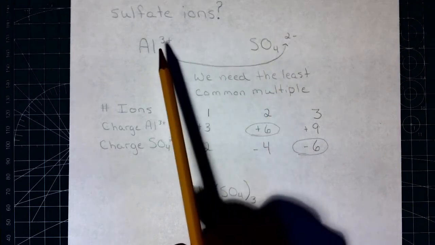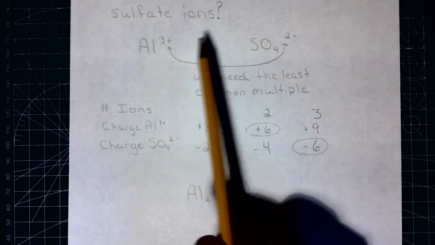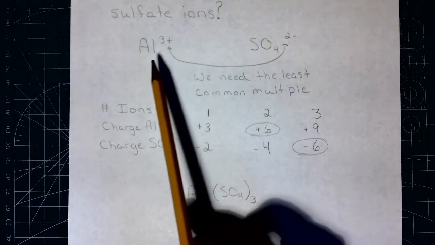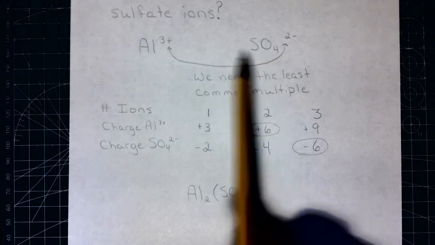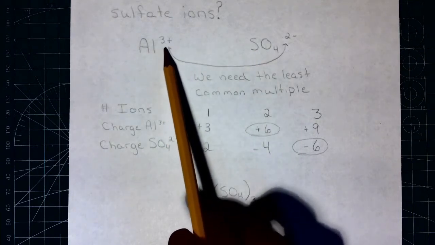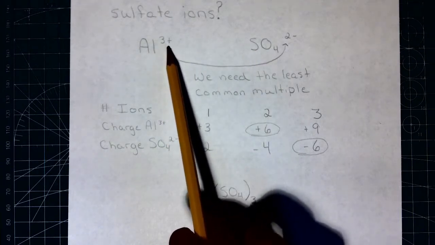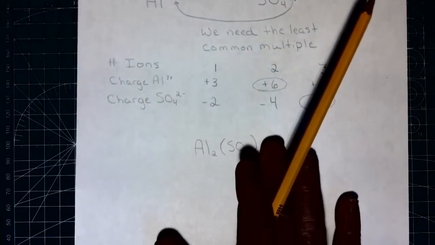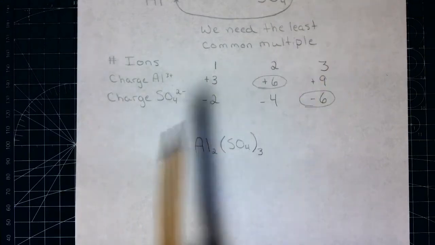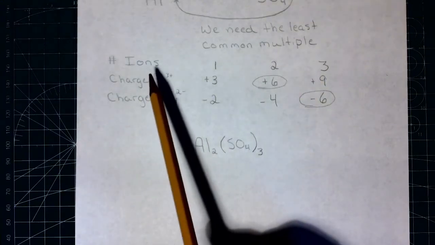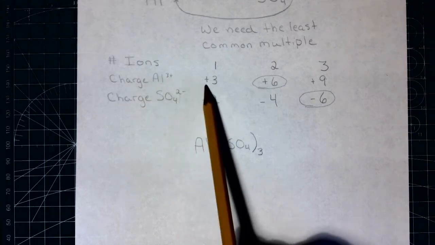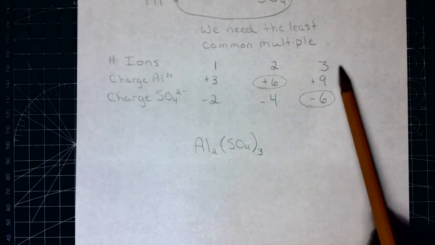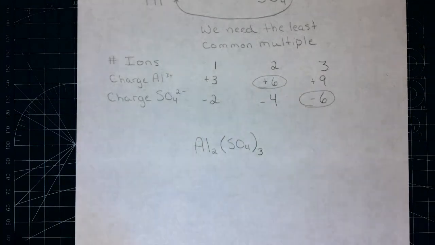And before, when we just had like a +1, we could just add as many here as we needed to, or as many here as we needed to get there. But here, things get a little bit more complicated, right? What we need to do is find the least common multiple between 3 and 2. I drew out a little table here to give you a sense of what I was talking about. So if we had 1 aluminum, we'd be at +3. If we had 2, we'd be at +6. If we had 3, we'd be at +9.